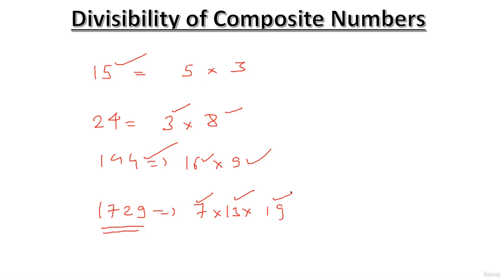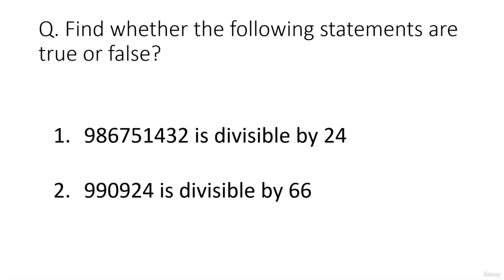Now we'll solve some questions and try to understand how we apply these concepts. Find whether the following statements are true or false. The first question: 9867511432 is divisible by 24. Just now we saw that divisibility by 24 means divisibility by 3 and 8, two co-primes. Is this number divisible by 8? 8 is 2 raised to 3, so we check the last 3 digits. 432 is divisible by 8: 8 fives are 40, 8 fours are 32. So this number is definitely divisible by 8. If it is also divisible by 3, the number will be divisible by 24.